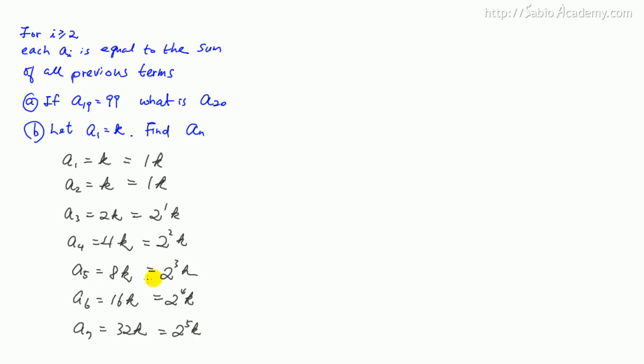I am seeing some patterns here. Do you? So a sub 8 would be, you go until you see the pattern. It would be 64k, which is 2 to the 6th k. Now, do you see the relationship between this number and this number? 7 and 5, 6 and 4, 5 and 3. I think you see them. So if I give you a sub n equals something, you may not be able to give me this, but you should be able to give me this. That would be 2 to the n minus 2 times k. You see, it worked for all these, right?